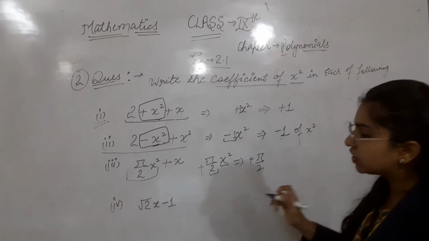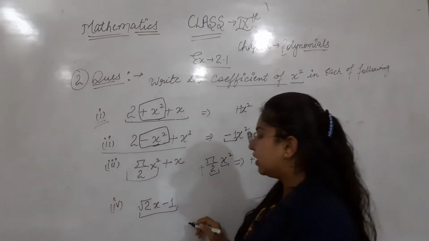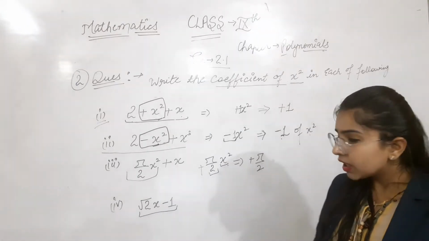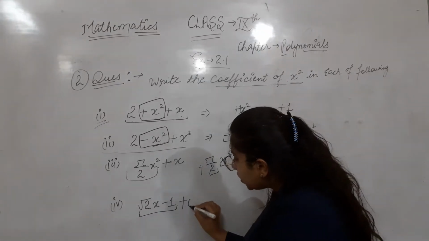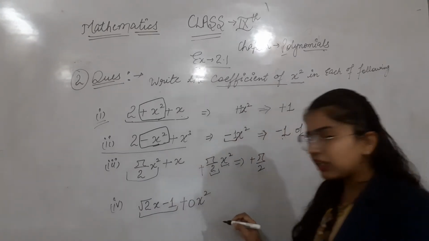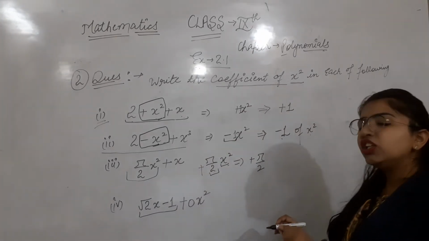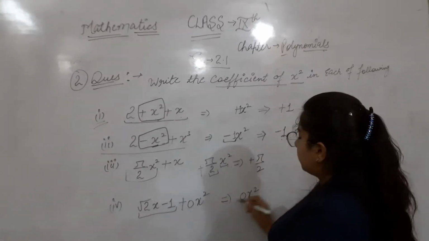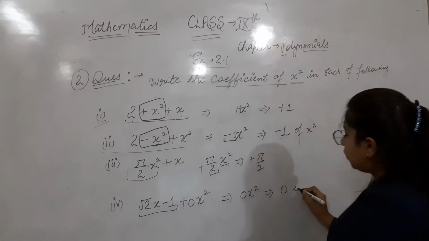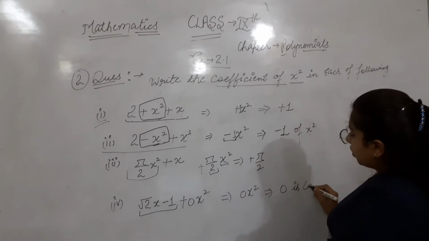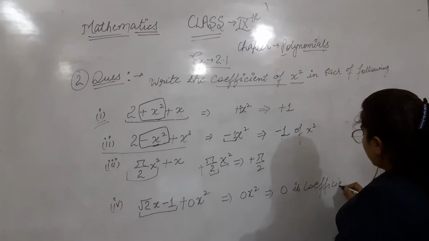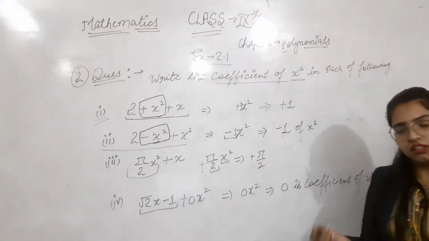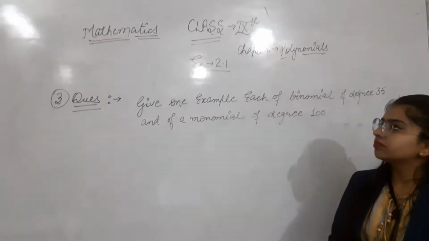Okay. In the next question, what are we seeing over here? x square is not there only. So how will you write it? 0x square. If x square is not there, you can write 0x square. The coefficient of x square in this polynomial will be 0. 0 is the coefficient of x square. Hope you understand this question and we will proceed further to question number 3.